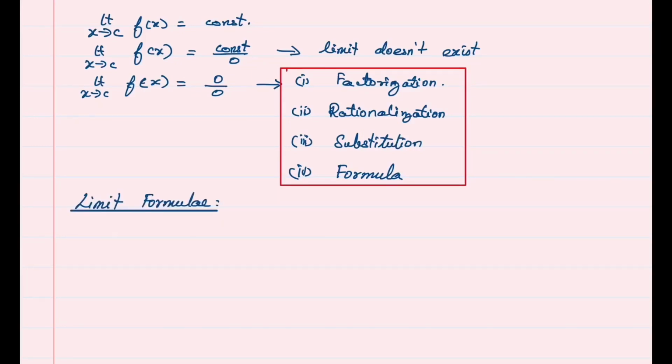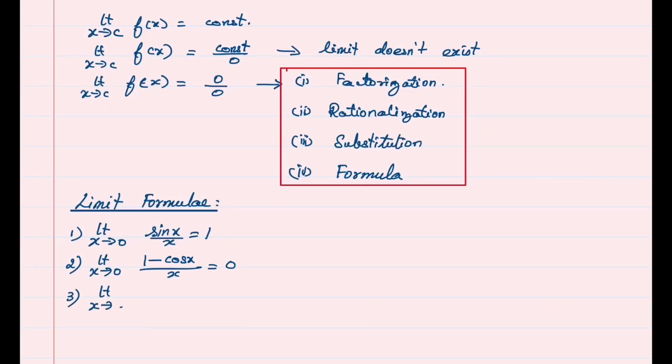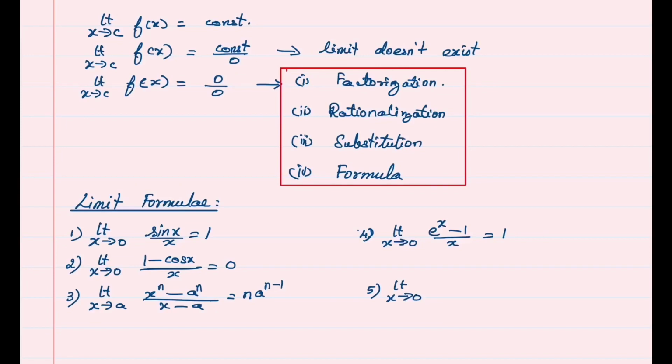Now we will write list of limit formulae which we learnt in 11th standard. First one, limit extending to 0 of sin x divided by x is 1. Limit extending to 0 of 1 minus cos x divided by x is 0. And remember, this formula can be applied only in the numerator, not in the denominator. Limit extending to a of x raised to n minus a raised to n divided by x minus a is equal to n into a raised to n minus 1. Limit extending to 0 of e raised to x minus 1 divided by x is 1. Limit extending to 0 of log of 1 plus x divided by x is 1.